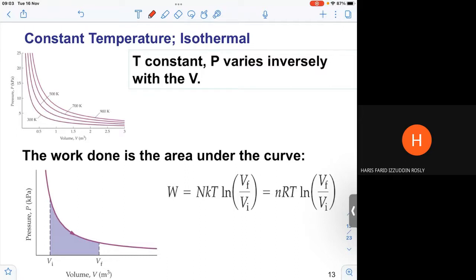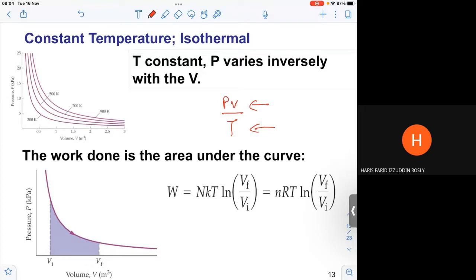Okay, so from the PV graph, if you look carefully, PV over T. Pressure and volume are in the linear part, while T is on the bottom part, the denominator. So therefore, T will vary inversely with pressure and volume. T is directly proportional to the inverse of P and V, or T will vary inversely with V and P.